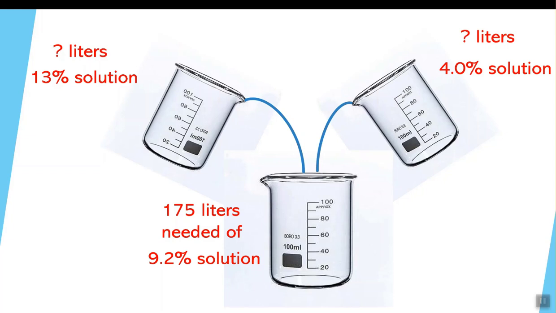Now, if we look at just the basic information, we can do a bit of a guesstimate. If we take a look at a 13% solution and a 4% solution, halfway between that, if you calculate halfway, that's about 8.5%. But we need a 9.2% solution. So just that basic information alone can tell us that we're going to need a little bit more of the 13% solution and a little bit less of the 4% solution, because the 9.2 that we need, our target, is a little bit higher than the average. So right off the top, we can guesstimate the 13% is going to be higher volume than the 4%.